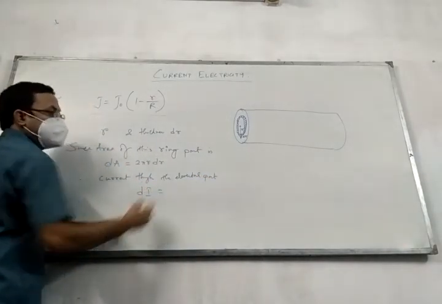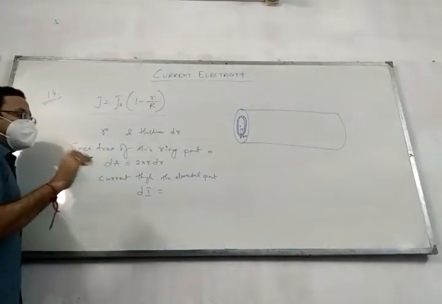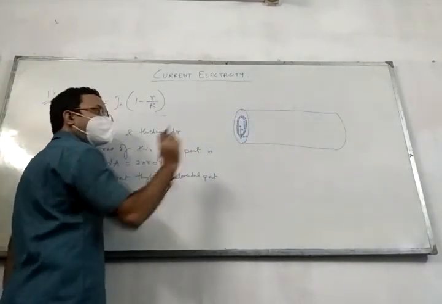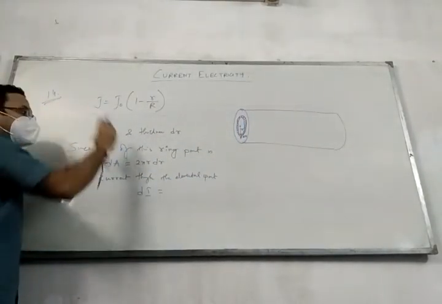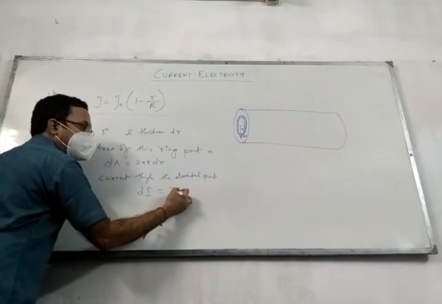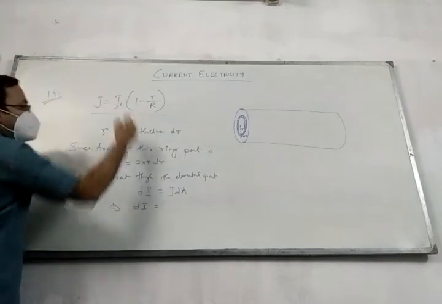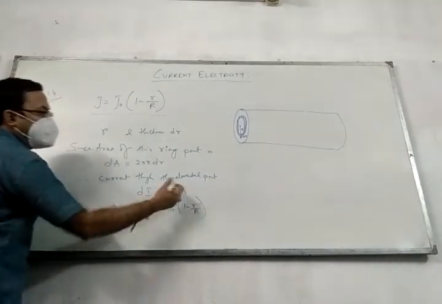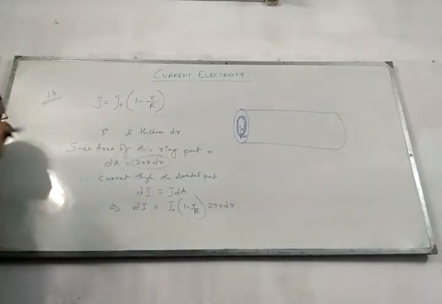di is equal to what will it be? No, not integration. di is the current only through this small area. So how do you find out the current? When you know the current density and area, current density multiplied by the area, right? J into dA. So di is equal to J, what is J? J naught into 1 minus r by capital R, and dA is what? 2 pi r dr.